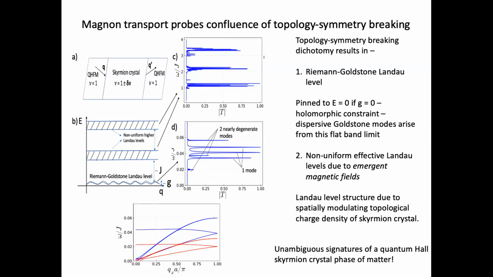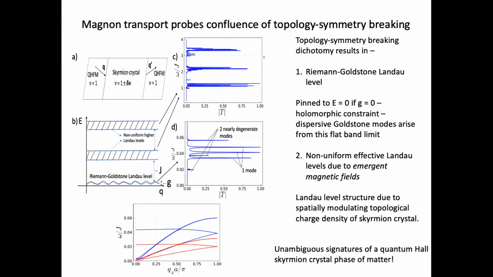So on the bottom right here, in this plot, I show you the total transmission amplitude as a function of the incoming magnon energy. And you can see this splits very well into two separate sets of peaks. These peaks are linearly spaced peaks. And this linear spacing between the peaks actually tells you that the Goldstone modes of the skyrmion crystal have linear dispersion, right? For a reason that'll become very clear when I provide heuristics next.